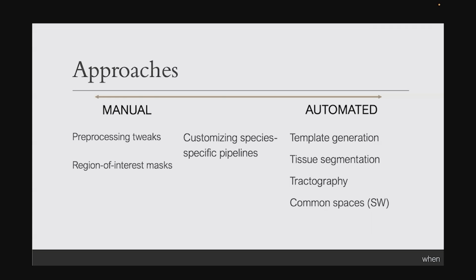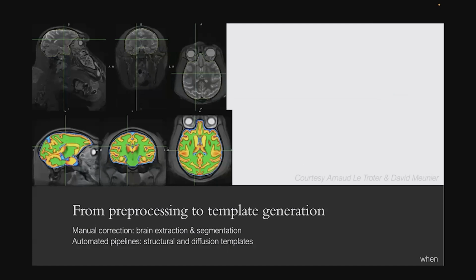So how about manual to automated? When to do what? This is everything from tweaking things during pre-processing, and creating region of interest maps, all the way to downstream analyses, essentially. So template generation, segmentation, doing tractography, and something Sean will talk about later, which I won't talk about, is the common space approach.